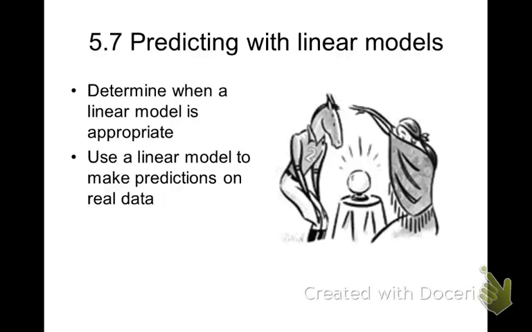Okay, section 5.7 is going to ask you to take a look at some ordered pairs and to determine whether or not it's appropriate to use a linear model to talk about those points. This is something that we did, I think, in a lab.